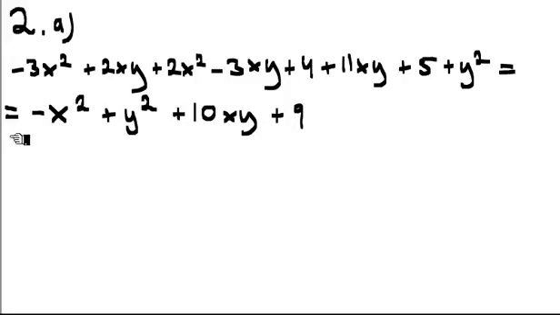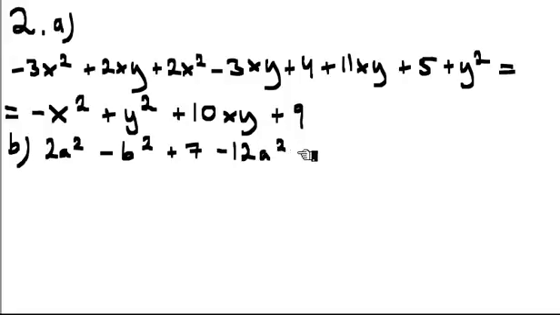The second one is going to be 2a2 minus b2 plus 7 minus 12a2 plus 5 minus 6b2 minus 12. So same thing here, we're going to simplify this very long expression by adding like terms.